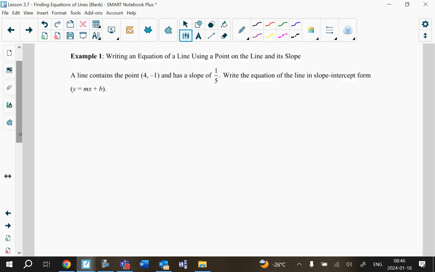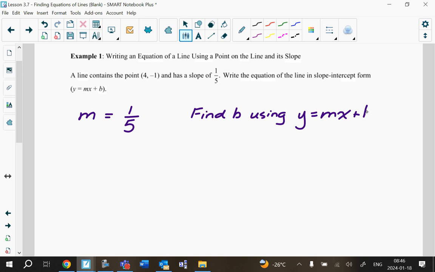So, do I know m? Yes, it's 1 over 5. Do I know what b is, the y-intercept? No. So I have to find it. And I use this to find it, where I can plug in values for y, m, and x and figure out b.